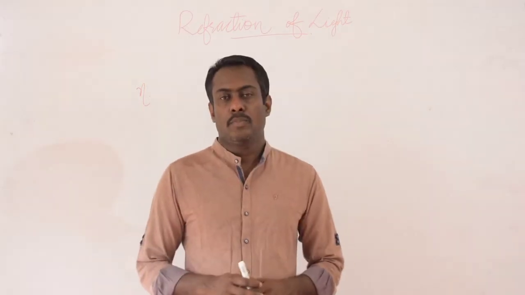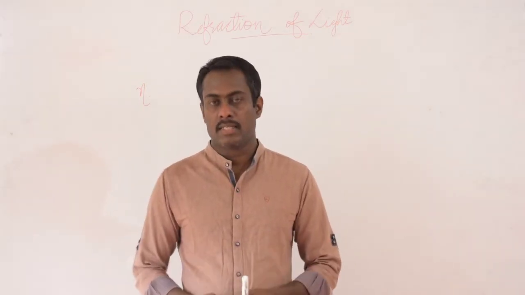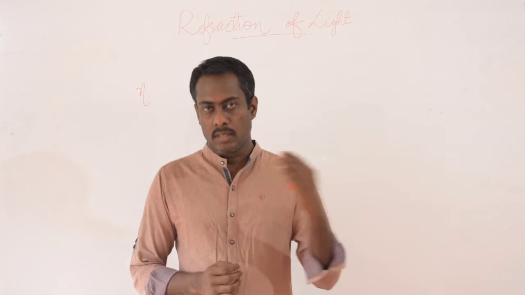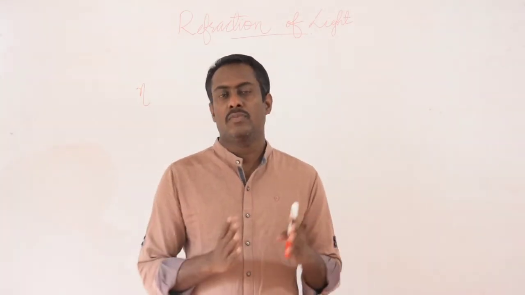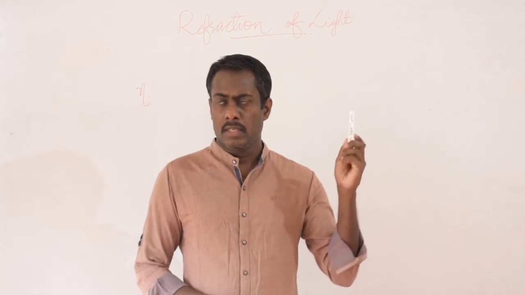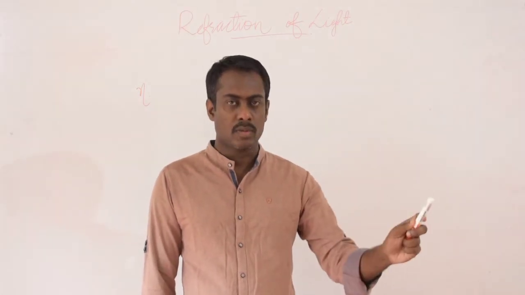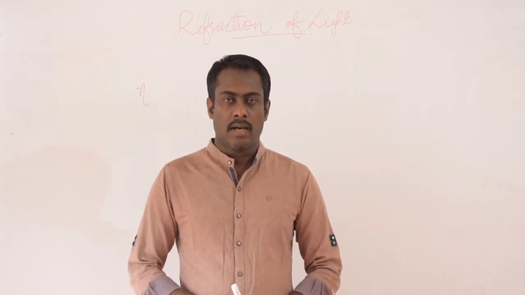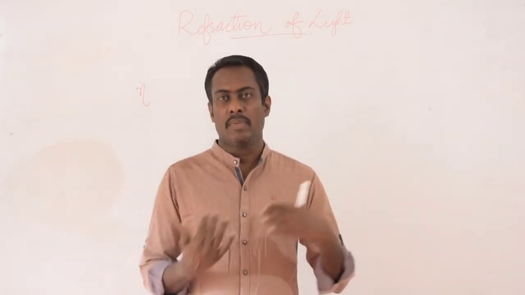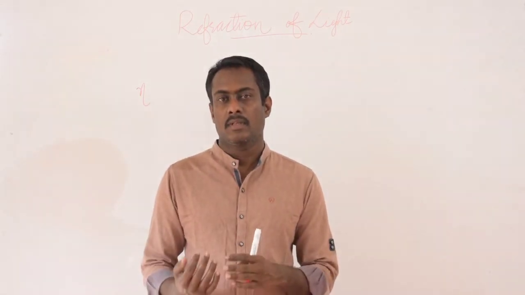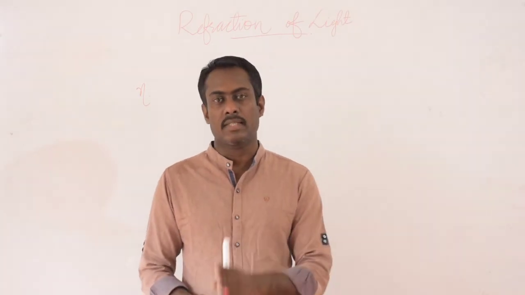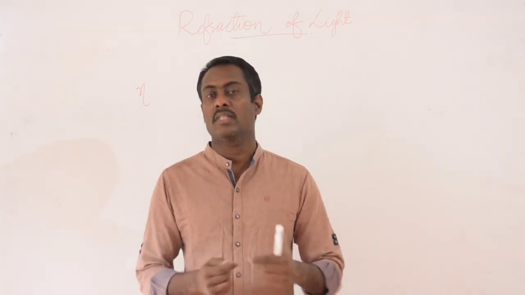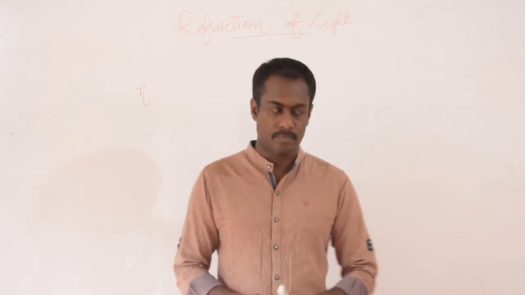For example, if we consider two media, air and glass, as the light passes obliquely from air to glass, the speed of the light will change. The speed of light in air has a particular value. As it passes from air to glass, the speed of the light will change. And the change in the speed as it travels from one medium to another is taken as the refractive index of the medium.